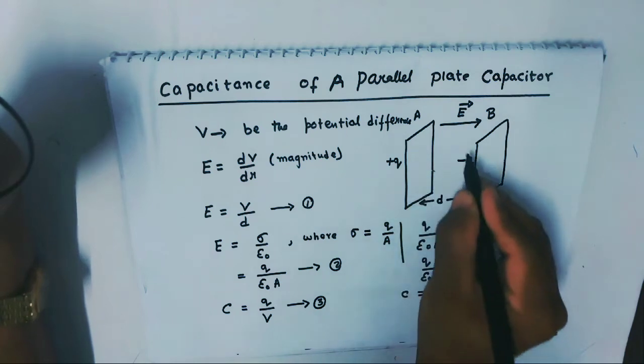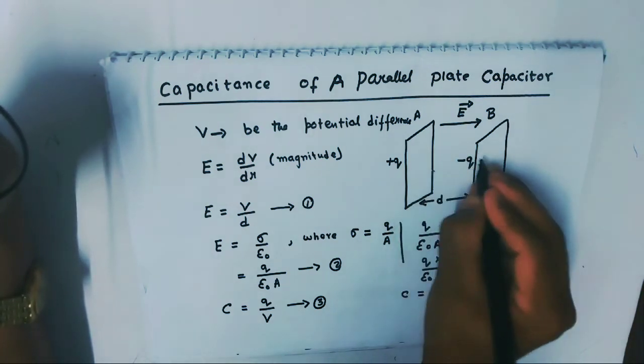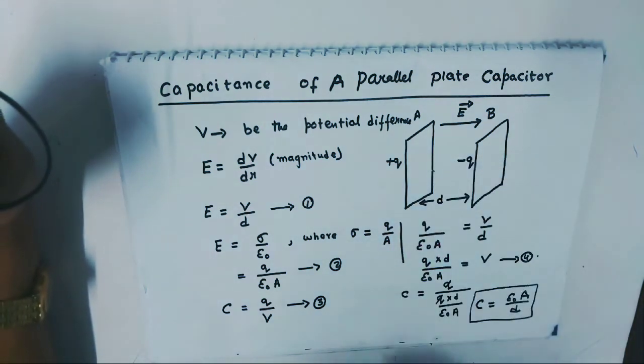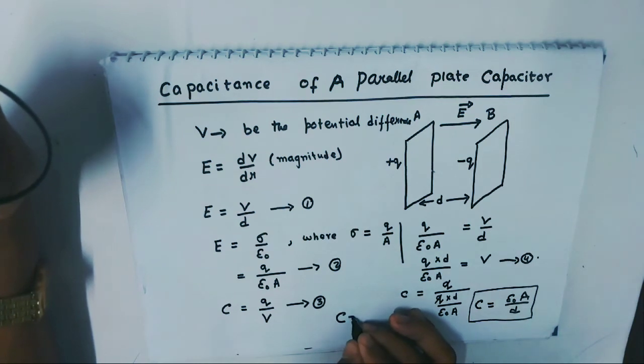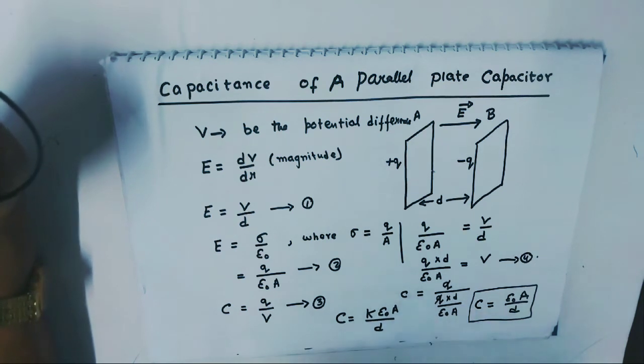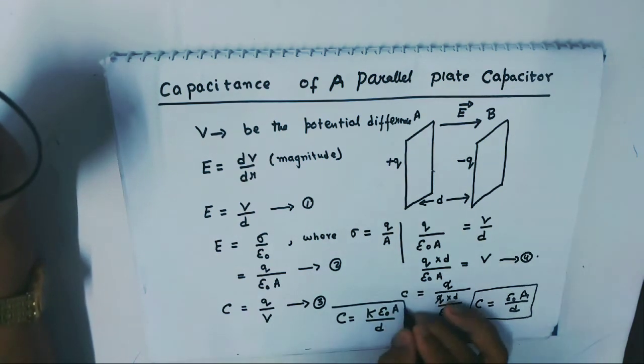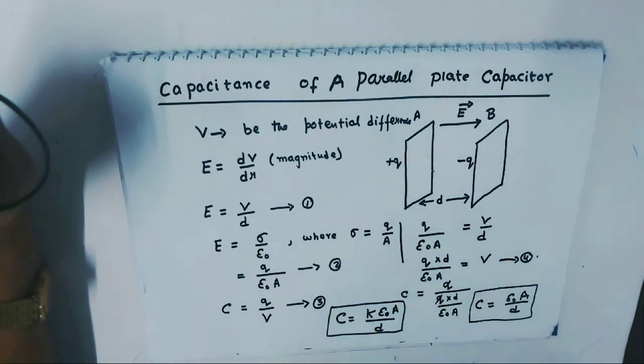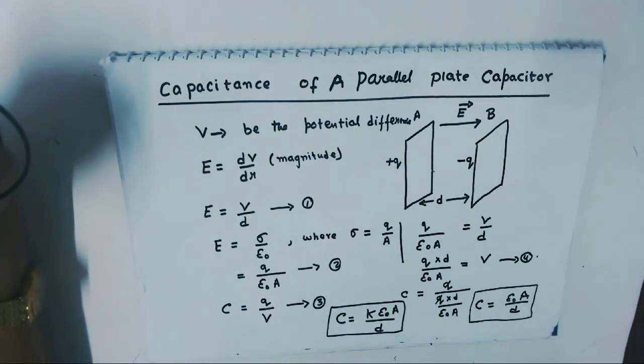If we fill a dielectric in between these two plates, then the capacitance is equal to K times epsilon naught A divided by D. Here, K is called the dielectric constant.